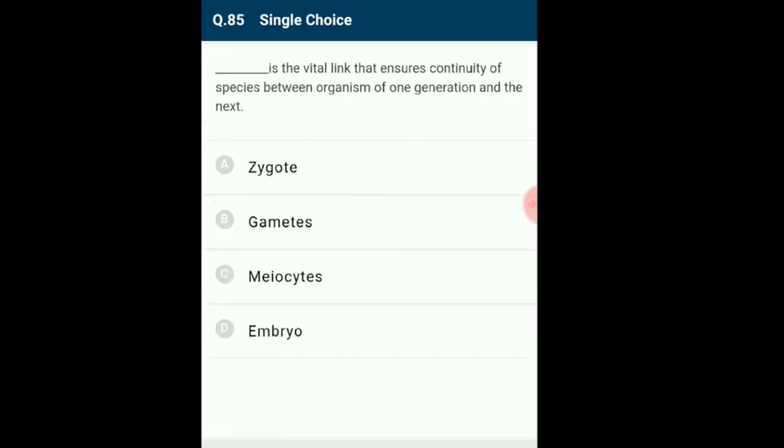Question number 85. The zygote is the vital link that ensures continuity of species between organisms of one generation and the next. The formation of the zygote is universal in all sexually reproducing organisms. A zygote is the first product of sexual reproduction, formed by the fusion of the male gamete with the egg cell or female gamete. Every sexually reproducing organism, including human beings, begins life as a single cell, the zygote. So the answer is option A. Zygote is the vital link that ensures continuity of species between organisms of one generation and the next.